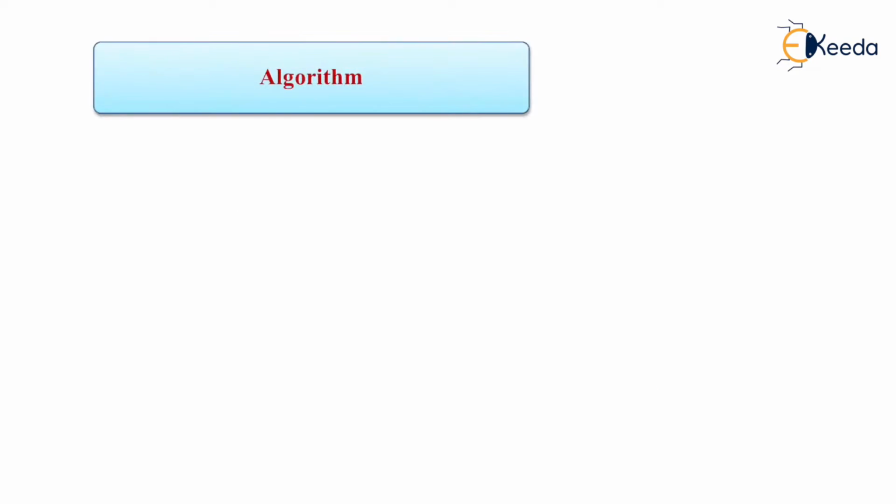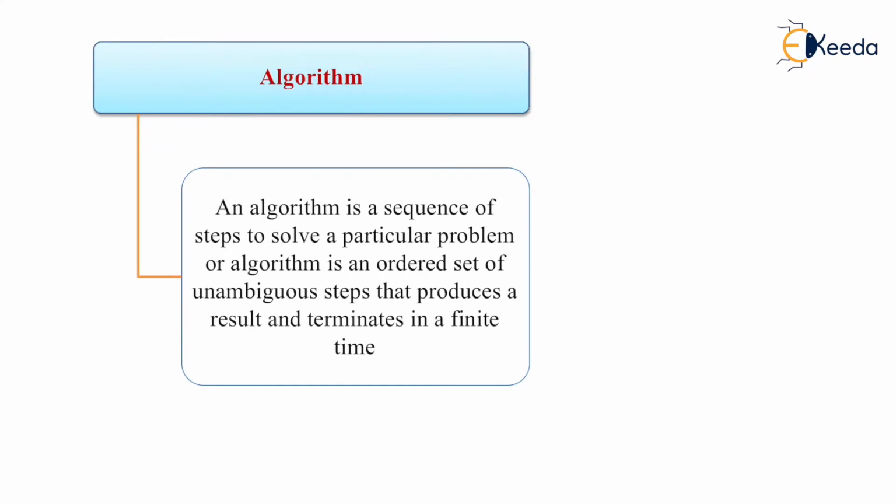What is an algorithm? An algorithm is a sequence of steps to solve a particular problem, or we can say an algorithm is an ordered set of unambiguous steps that produces a result and terminates in a finite time. We can say an algorithm is a stepwise procedure to perform or to handle a particular problem.